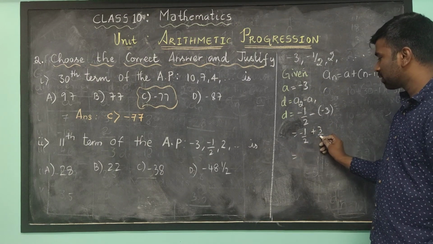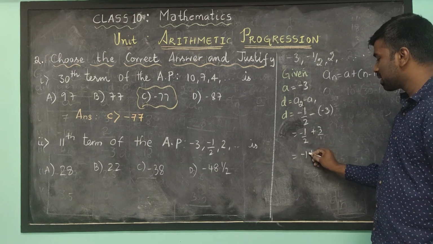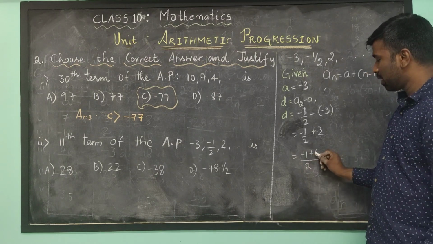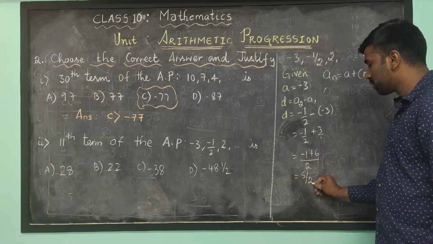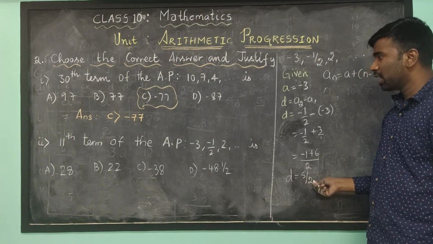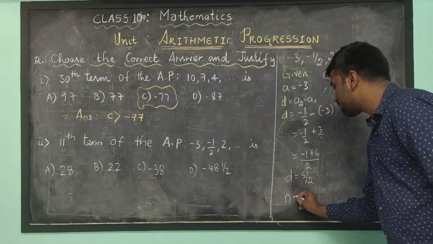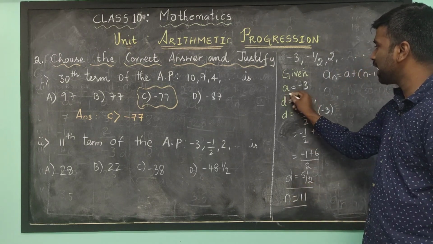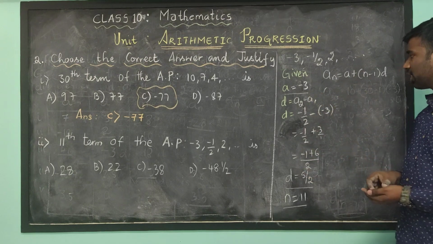What you get? Cross multiply. 1 1s are 1, 2 3s are 6 divided by 2. 6 minus 1 is 5 divided by 2. Therefore, D equals 5 divided by 2. Now, we should find out 11th term. Therefore, N equals 11. Now we have found out n equals 11, d equals 5 by 2 and a equals minus 3. Now substitute all this data in this formula.